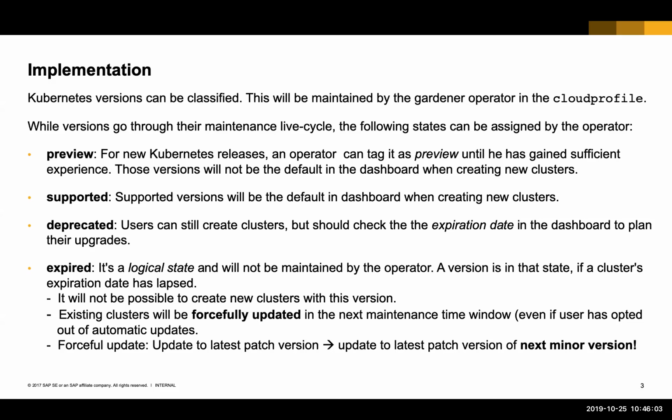it's up to the operator when he sets versions as deprecated and how long he gives the end users time to plan their upgrades. But at the end, when a Kubernetes version is expired, it really will be forcefully updated, because usually a Garden operator cannot have hundreds of Kubernetes minor versions and support them. So there must be a procedure for how to get rid of old versions.